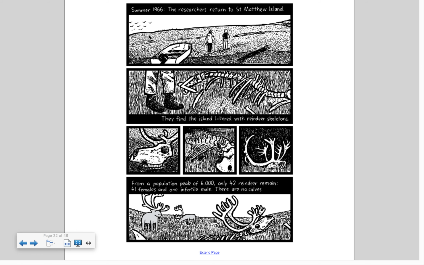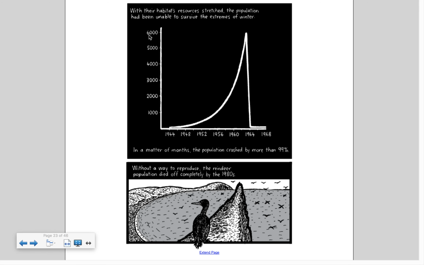Summer of 1966. The researchers return to St. Matthew Island. They find the island littered with reindeer skeletons. From a population peak of 6,000, only 42 reindeer remain, 41 females and 1 infertile male. There are no calves. With the habitat's resources stretched, the population had been unable to survive the extremes of winter. In a matter of months, the population crashed by more than 99%. Without a way to reproduce, the reindeer population died off completely by the 1980s.